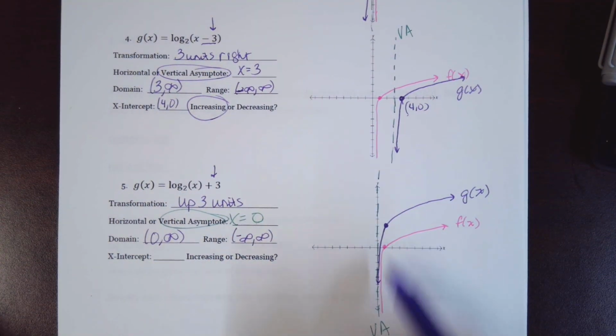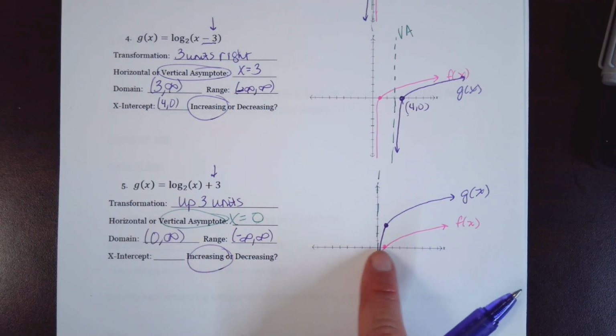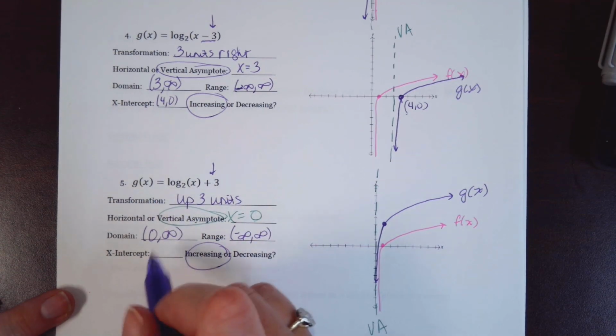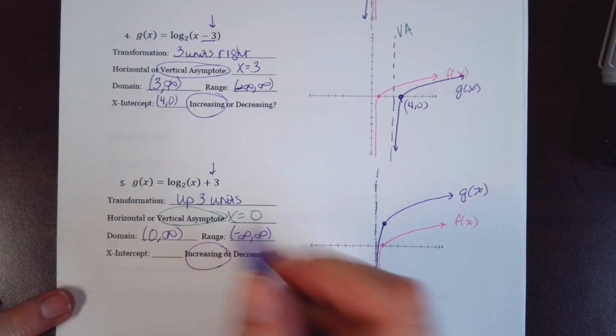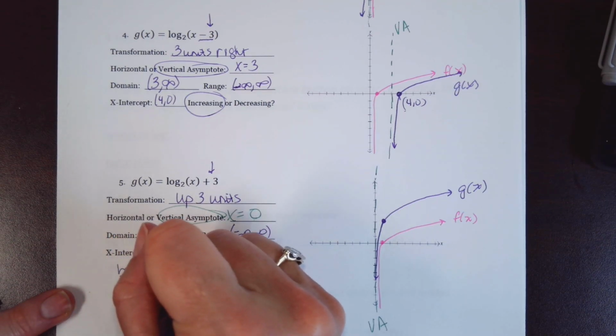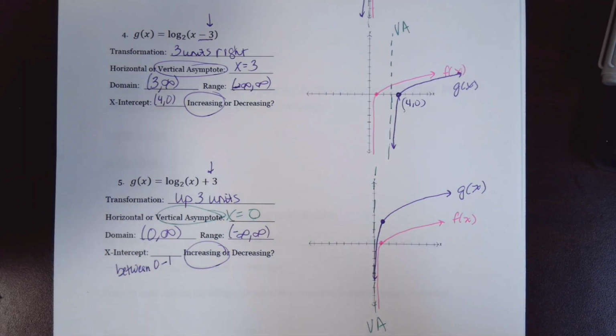X-intercept, so increasing function, that's easy. Got to do a little work for that x-intercept. I know that x-intercept is going to be between 0 and 1, but I don't know what it's going to be. I would definitely have to do some work for that, and I haven't given you the tools for that yet, so let's just say between 0 and 1. How about that? Okay.